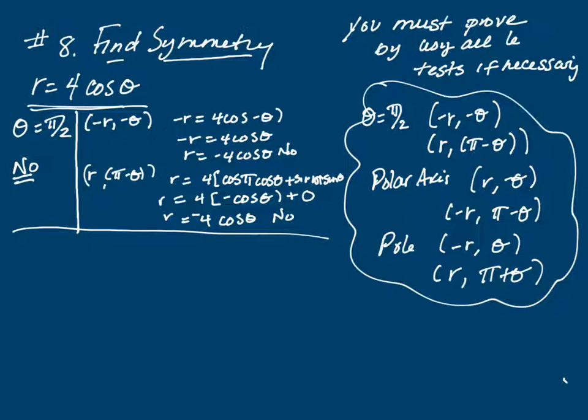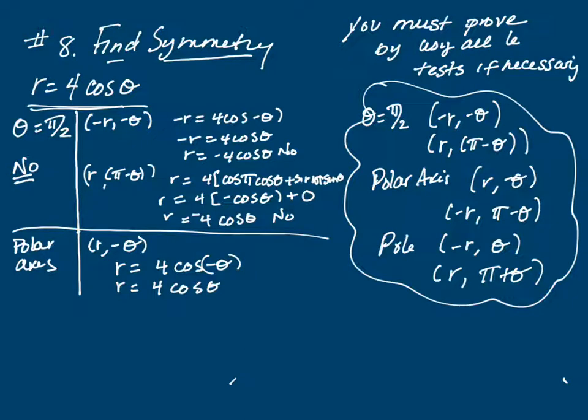Now I am going to check for the polar axis. So the first thing I do for that is check r, negative theta. So that would be r equals 4 cosine negative theta. And does that equal 4 cosine theta? The cosine negative theta is just cosine theta, so that equals 4 cosine theta. So that one is a yes right away. If you get a yes, you don't have to do the part B. If you get a no, you have to do the part B.